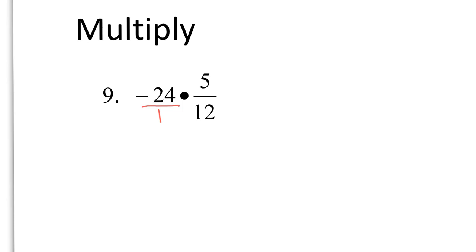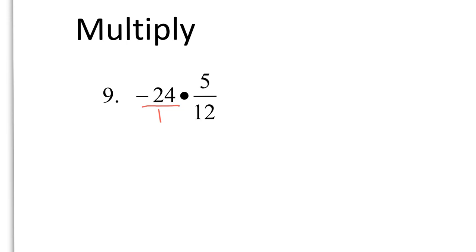You might say 8. Wait a minute. 8 goes into 24, but 8 doesn't go into 12. So nope, that's not a common factor. It has to go into both numbers. The highest one is 12. 12 goes into 24, and 12 goes into 12. So you can simplify, cross simplify.